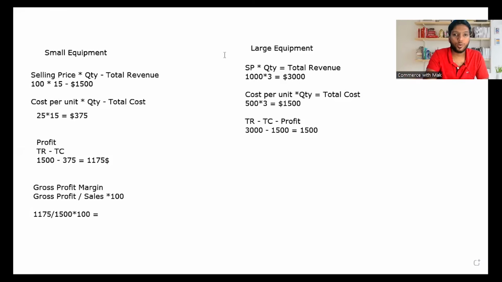Yeah, guys, you all would have already found out I made a small mistake here. What's the mistake? It's not 1175, it should be 1125. So I found this mistake. The actual profit which we have calculated is 1125, not 1175. I'm going to erase this off. It's going to be 1125. So I'm going to change this 1175 into 1125. Now I'm going to calculate 1125 divided by 1500 into 100, which will give me a percentage of 75%.